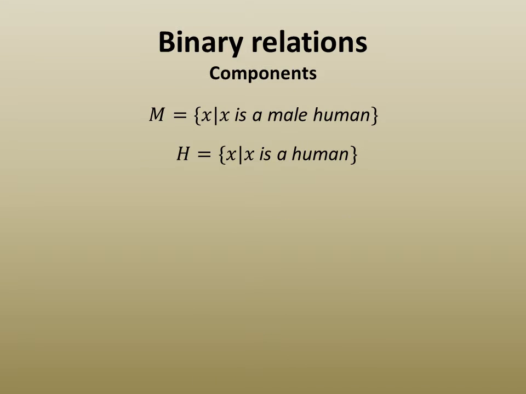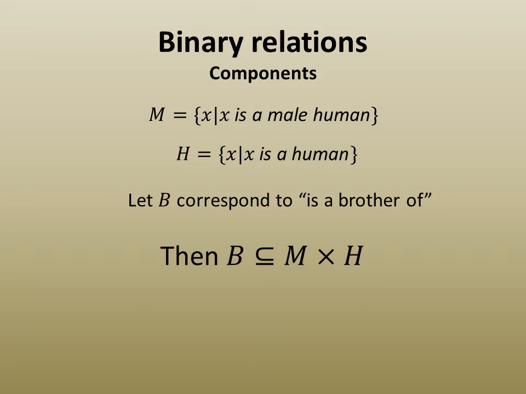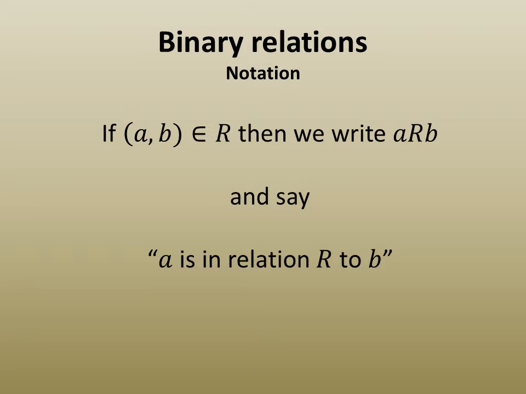For example, let M be the set of male humans, and let H be the set of humans. Then the relation "is a brother of," which we will call B, is a subset of M cross H. For this relation, then, the domain is M, and the codomain is H. For notation, if the ordered pair (a, b) belongs to the relation R, then we sometimes write aRb, which we read as "a is in relation R to b."